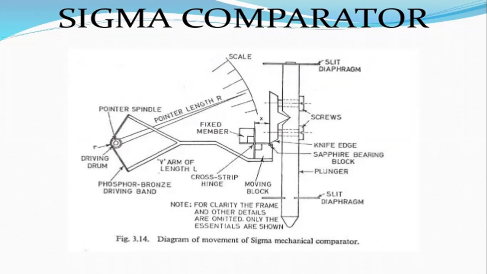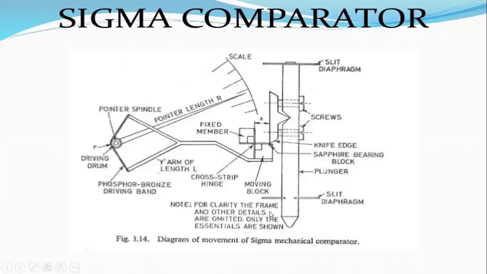So at the lower end of the plunger, there are slit diaphragms on both sides of the plunger, and it is screwed to the knife edge, which is not moved to any other side. And on the top of the plunger there is a slit diaphragm. So this is the slit diaphragm on the top of the plunger, and on the lower end also it has slit diaphragms.